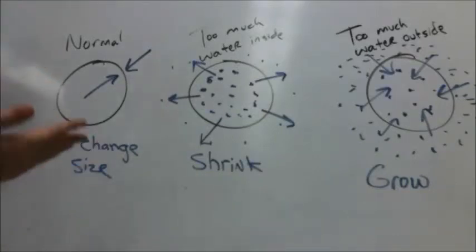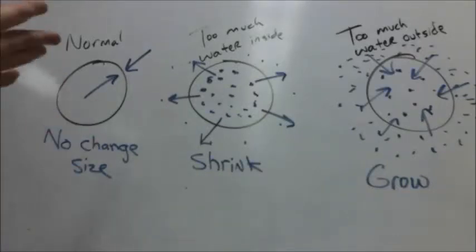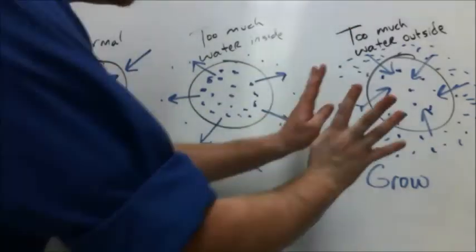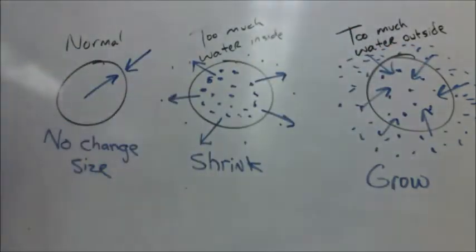But the main point is that they grow because of the influx of water. More water is going into the cell in that example there.